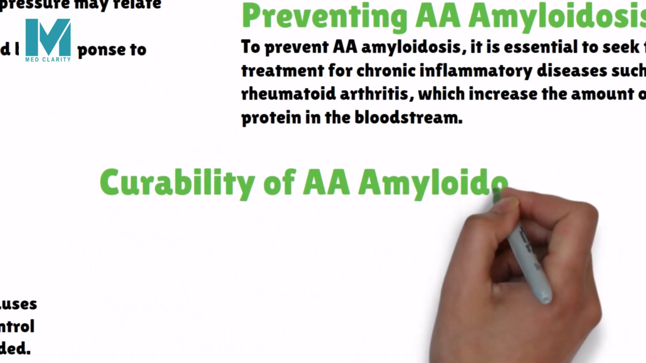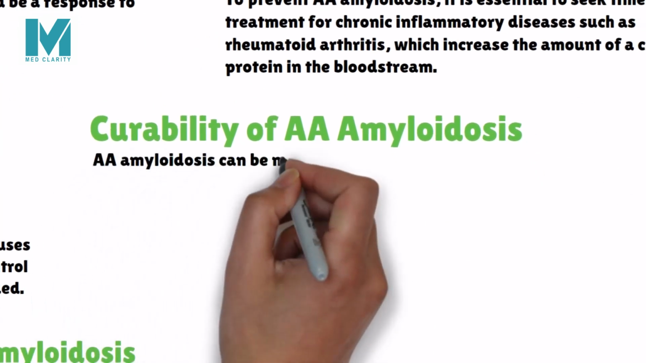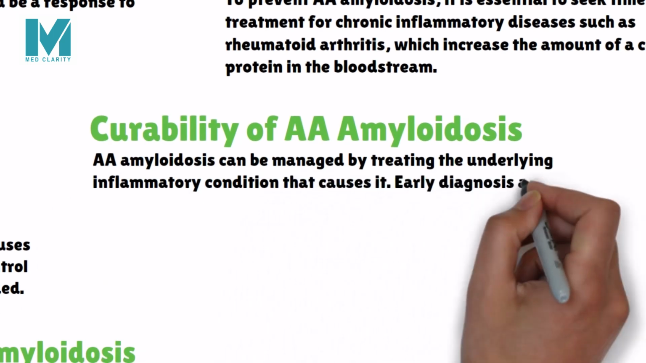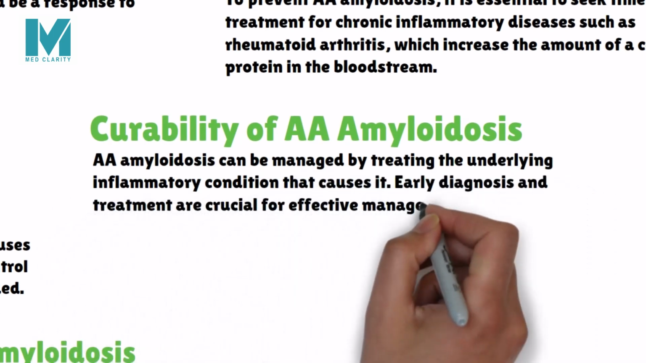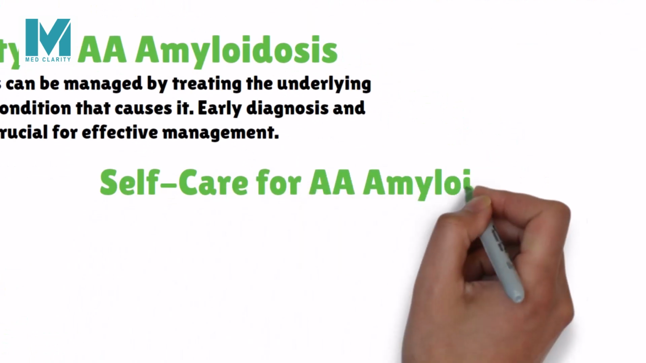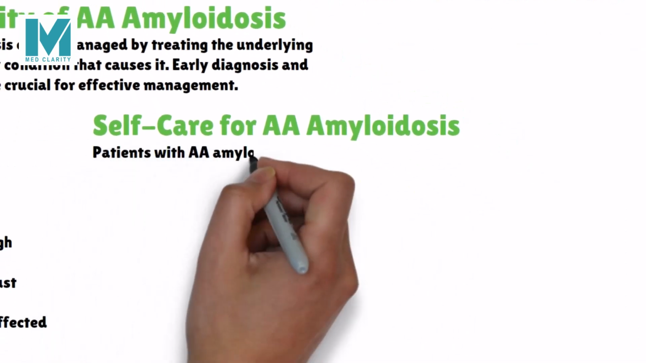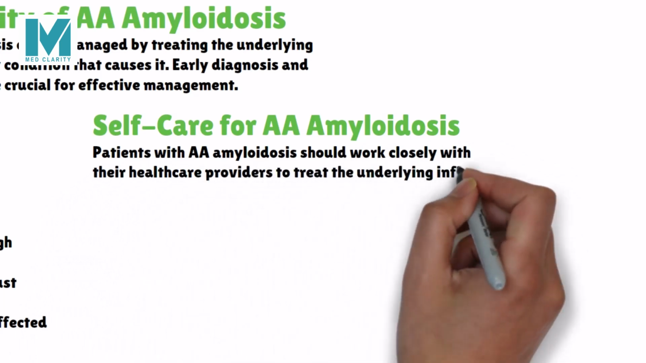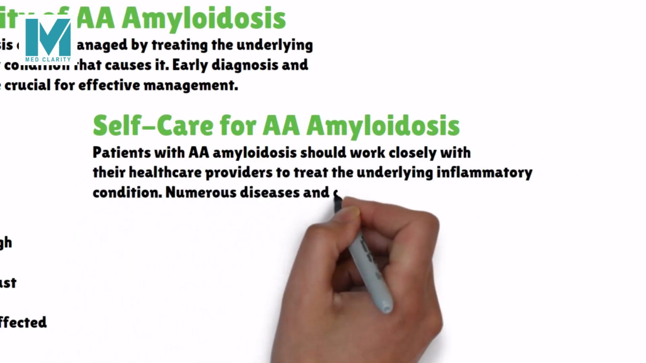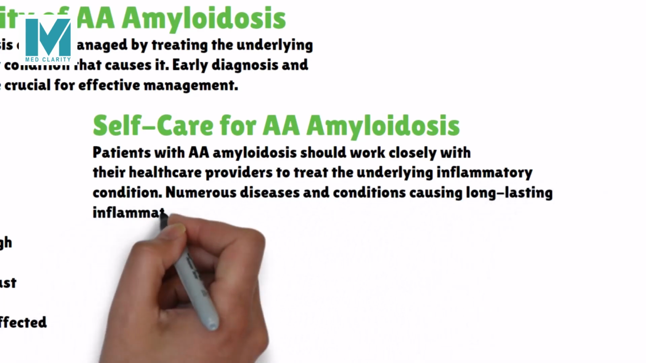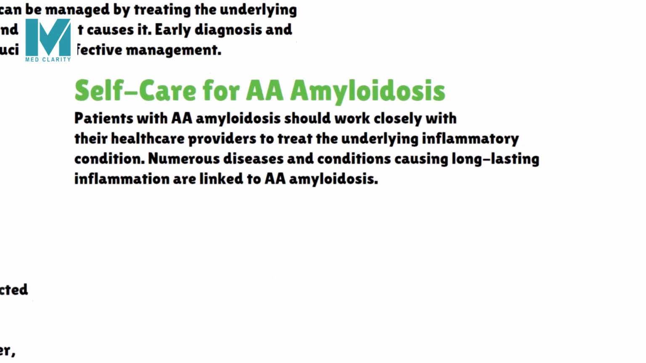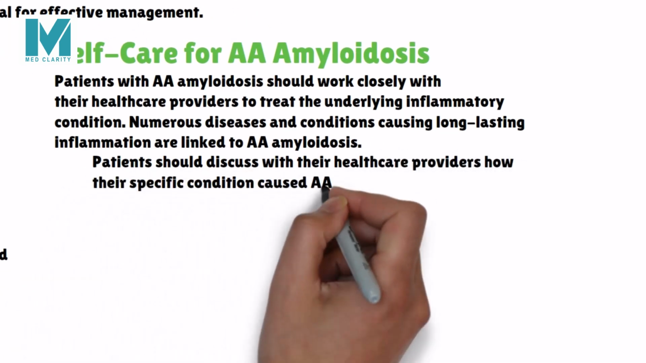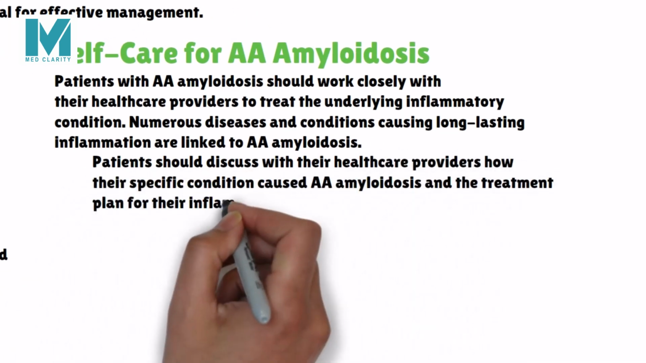Curability of AA amyloidosis. AA amyloidosis can be managed by treating the underlying inflammatory condition that causes it. Early diagnosis and treatment are crucial for effective management. Self-care for AA amyloidosis. Patients with AA amyloidosis should work closely with their healthcare providers to treat the underlying inflammatory condition. Numerous diseases and conditions causing long-lasting inflammation are linked to AA amyloidosis. Patients should discuss with their healthcare providers how their specific condition caused AA amyloidosis and the treatment plan for their inflammatory condition.